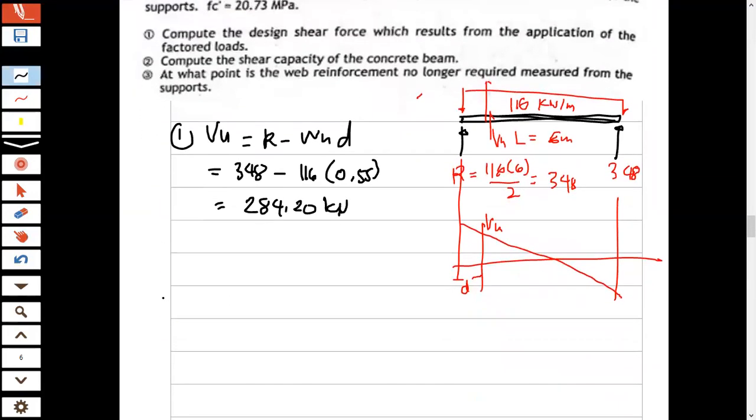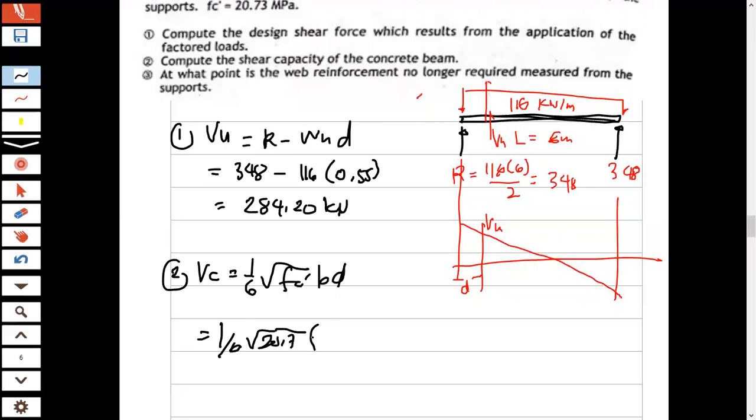Okay? Number 2. Compute the shear capacity of the concrete beam. What is the shear capacity of the concrete beam? Ano yan? VC. 1/6 square root of fc' bw d. Dali lang. 1/6 square root of fc', 20.7. b is 400. Ang square root lang ang fc', okay? And then d is 550. So you have 166.94.